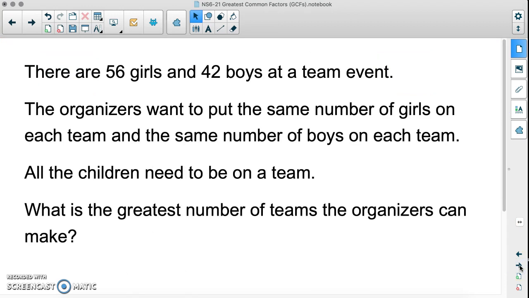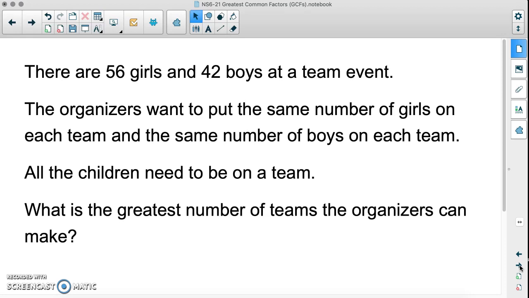So let's consider the greatest common factor in context, in a word problem. Here's your problem. There are 56 girls and 42 boys registered for a team event. The organizers want to put the same number of girls on each team and the same number of boys on each team. All the children need to be on a team. So what is the greatest number of teams the organizers can make?